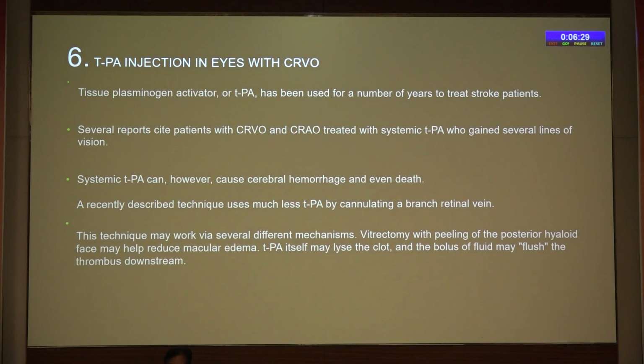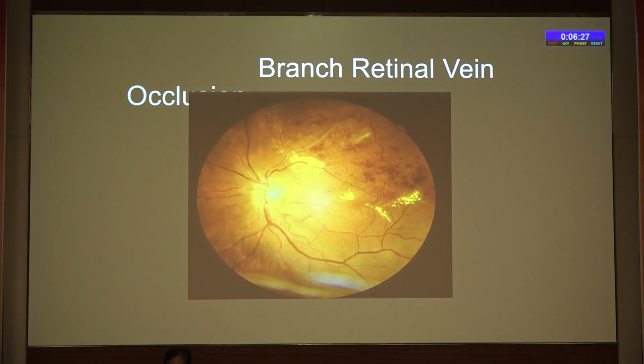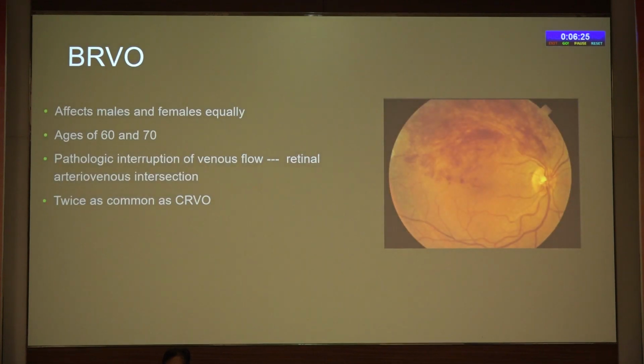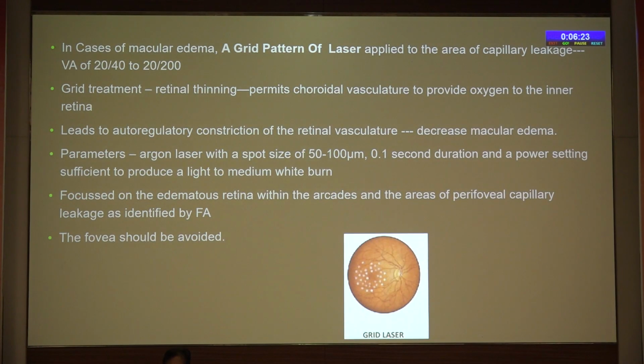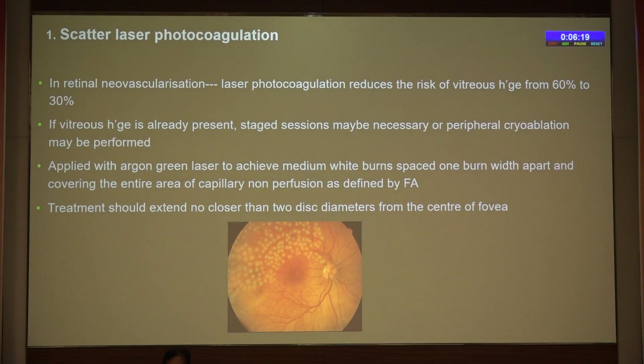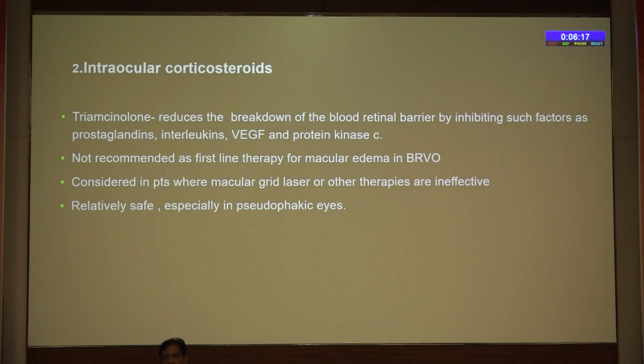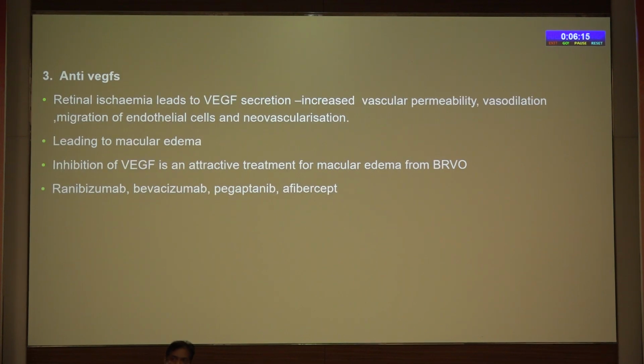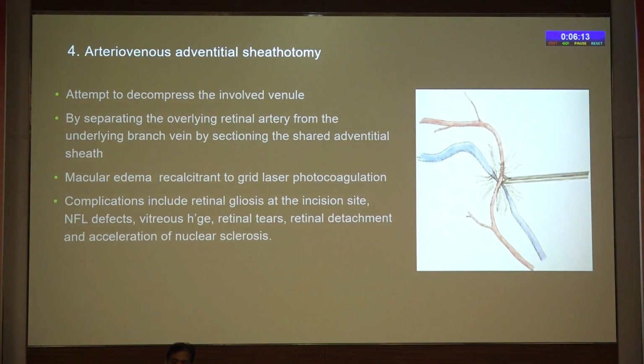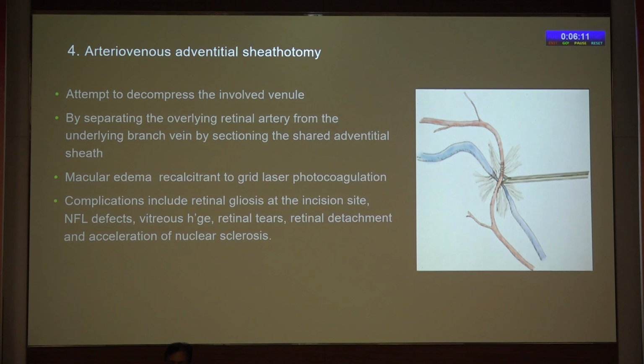Then there are TPA injections in eyes with CRVO. Then there is branch retinal vein occlusion. Similarly, we can do laser, scatter laser photocoagulation, and intraocular corticosteroids can be used. Anti-VEGFs are another option. But it is important to know about these surgical procedures, which is the topic of today's program.